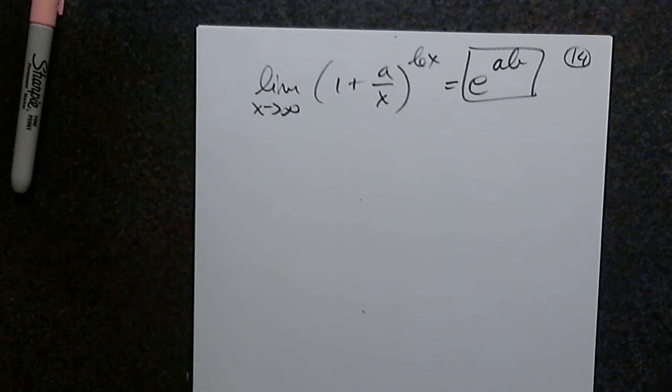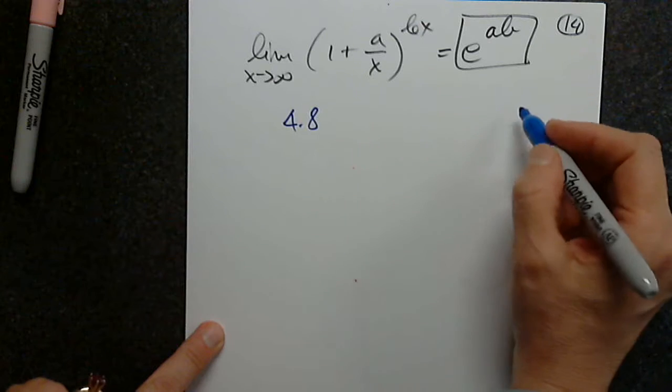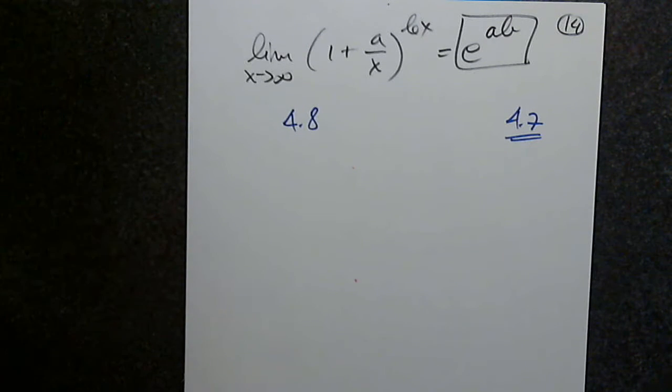Now, I'm debating with myself. We're down to 25 minutes, roughly. Should we look at Newton's method, or should we look at optimization? These are the last two sections of this chapter. Newton's method? Okay, so in that case, let's look at 4.8, and we will look at 4.7 next week. And these are the last two sections before we start reviewing for test 3.